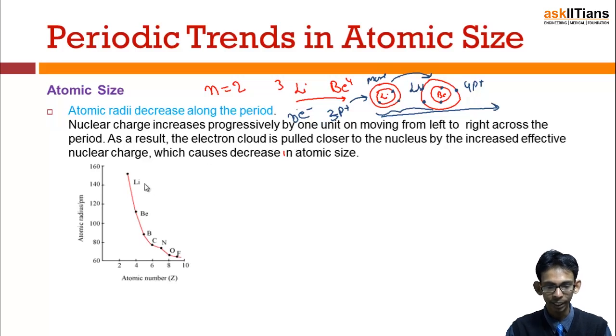We can see lithium is about 140, then beryllium is about 110, then boron, carbon, nitrogen, oxygen, fluorine; the size is progressively decreasing.